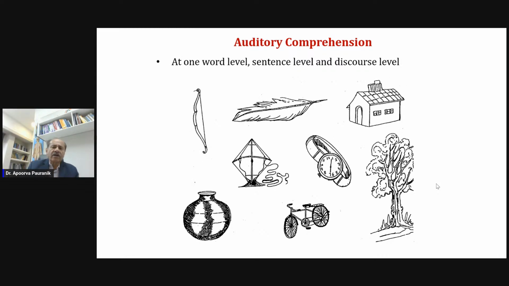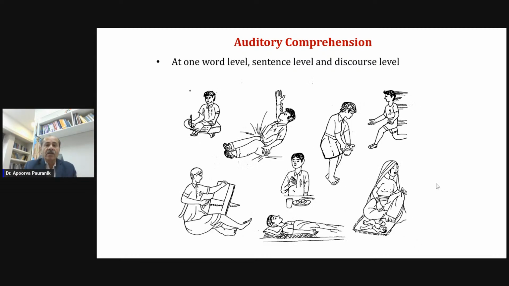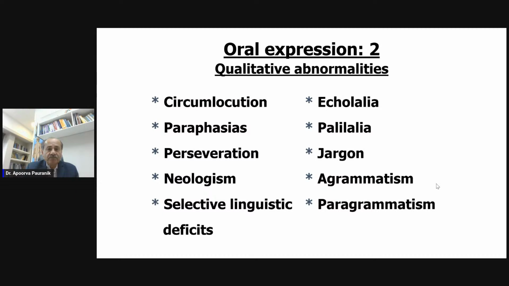I was talking about auditory comprehension a minute back, and these are the type of pictures. So if I am testing auditory comprehension at one word level, I will ask him, where is the house? Where is the watch? Where is the bicycle? And I expect him to point to the picture if his auditory comprehension is normal. Or we can use verb pictures. Where is someone running? Where is someone eating, or sleeping, or falling, or writing, or cutting? So these are the action verbs for which we can test auditory comprehension.